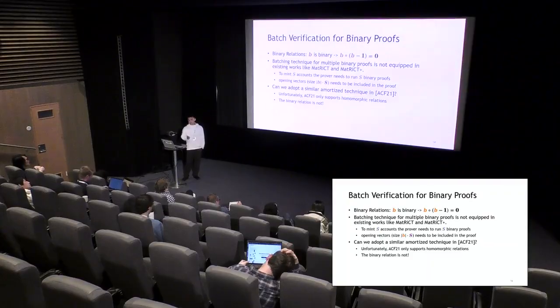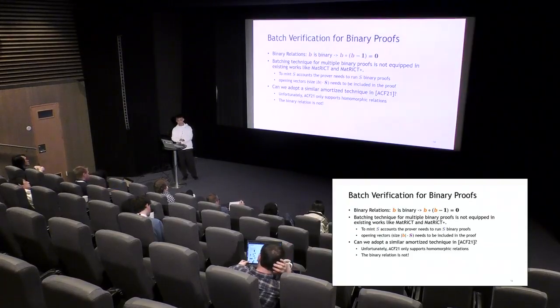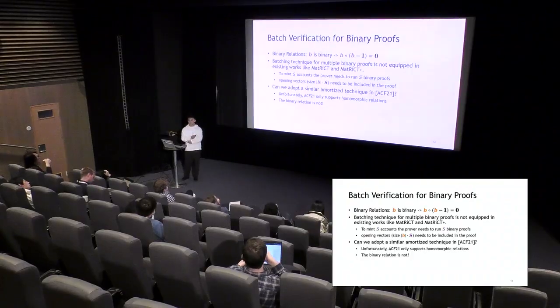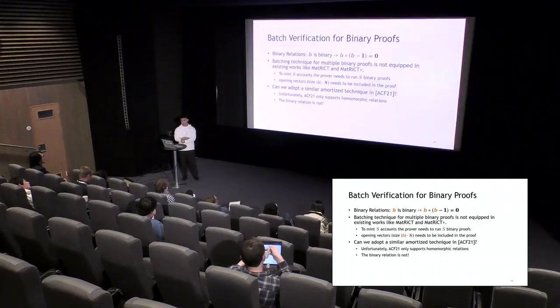So previously there do exist some batching techniques for multiple binary proofs, but it is not practical in RingCT because in RingCT we need to commit all the input and output values separately, right? So for example, in the previous work MatRiCT, to mint S accounts, the prover needs to run S binary proofs. And this will incur a large cost for the opening vectors.